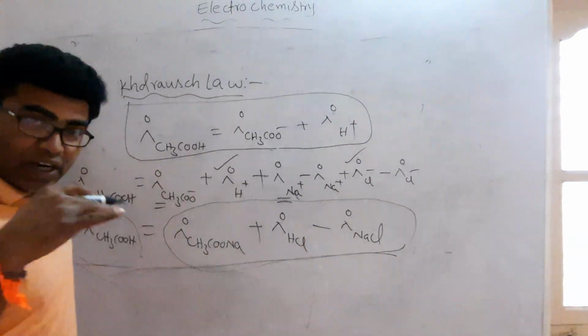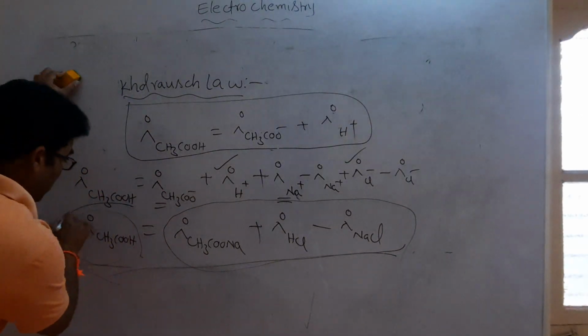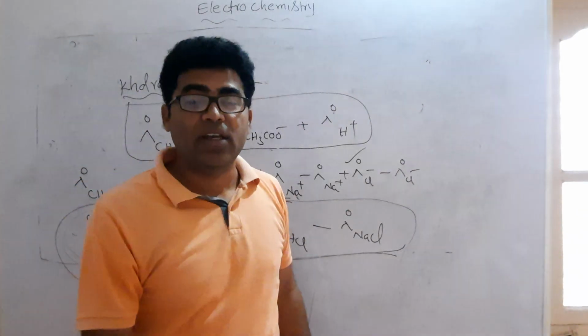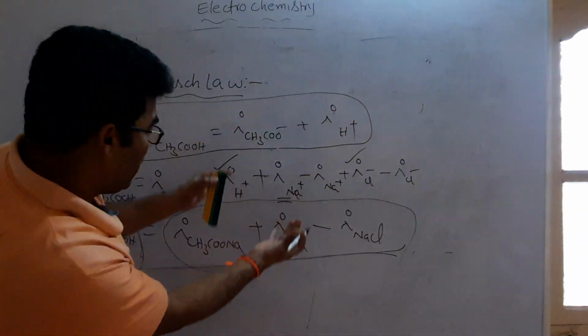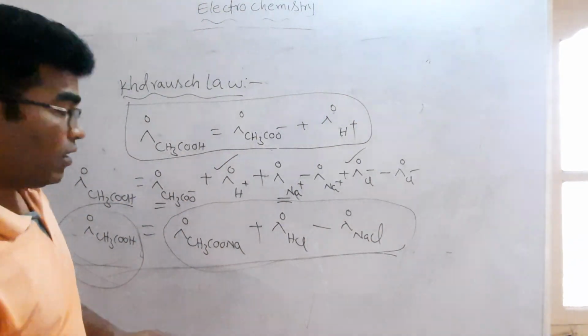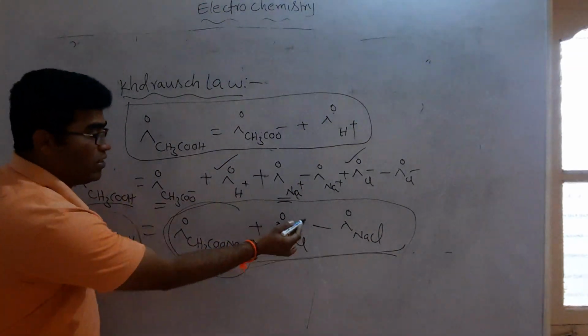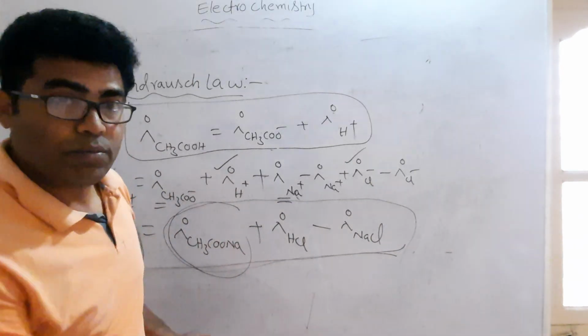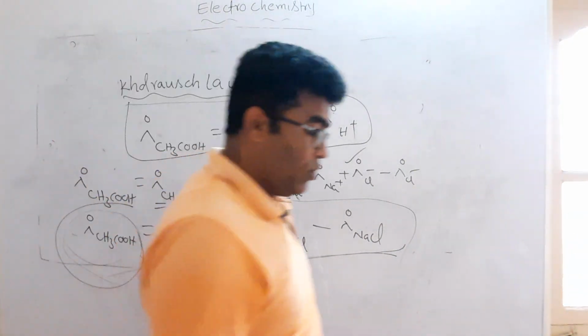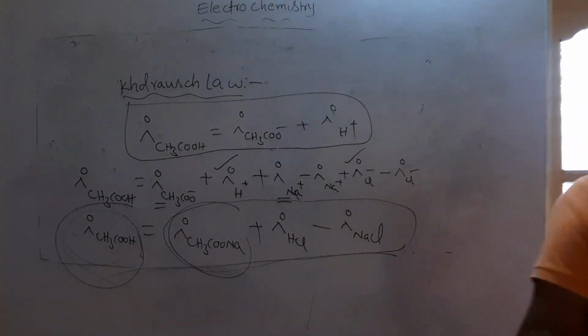Though we are not able to find the limiting molar conductivity of any weak electrolyte experimentally, in this way if we write, and experimentally they will give this one, that one. By substituting this, finally you will find this one. Suppose I am going to give you one problem.